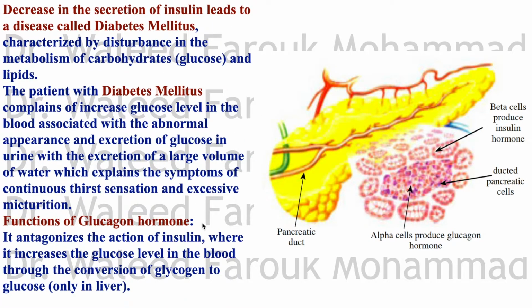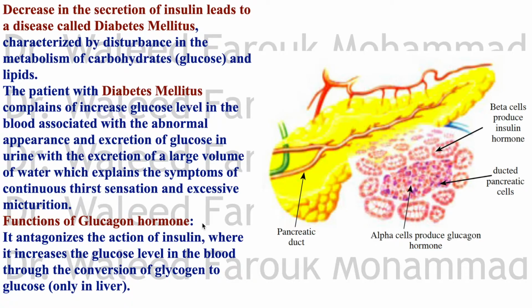Okay. Now, decrease in the secretion of insulin leads to diabetes mellitus. This is well known. ده السكر اللي عندهم سكر. It's characterized by the disturbance in the metabolism of carbohydrates. الجسم ما بيقدرش يستفيد من الجلوكوز اللي عايم في الدم علشان ما فيش انسولين. فالحل ان الواحد ياخد انسولين.